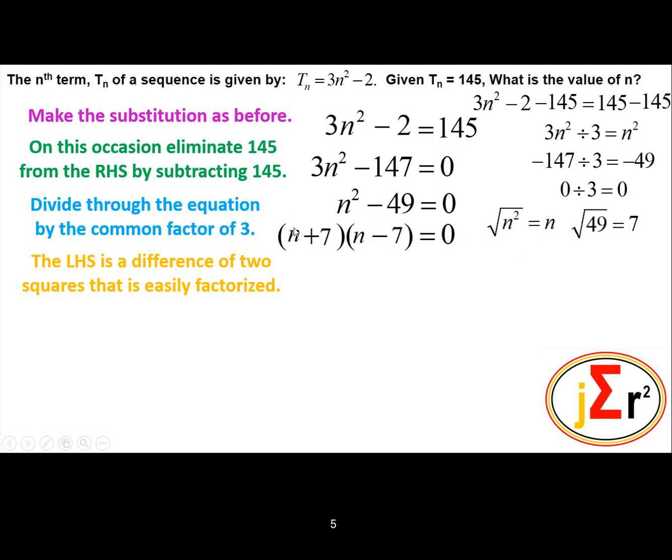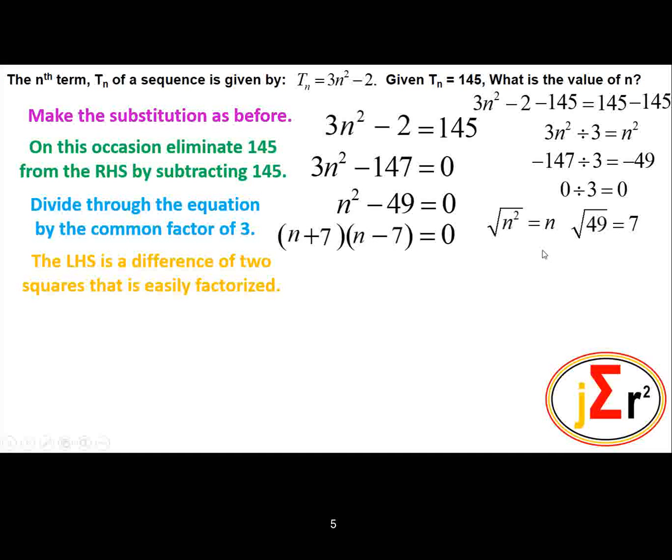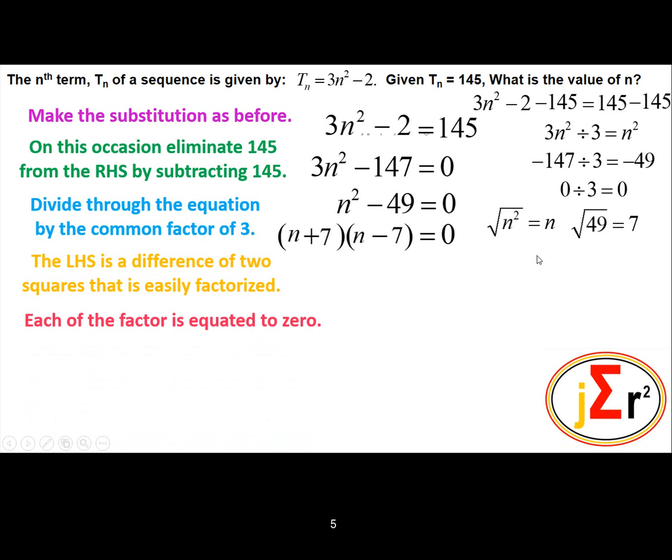And of course, the signs that we have are two different signs in the two pairs of brackets. Each of the factors is equated to 0. And this also is in line with the solution of a quadratic equation by factorization, which we cannot go at length to explain right here. So we have the two factors, n plus 7, n minus 7.